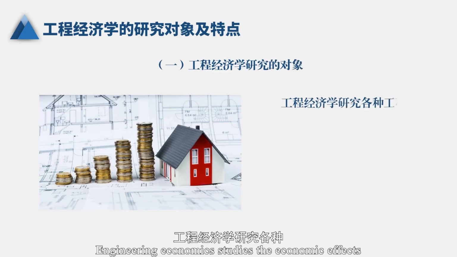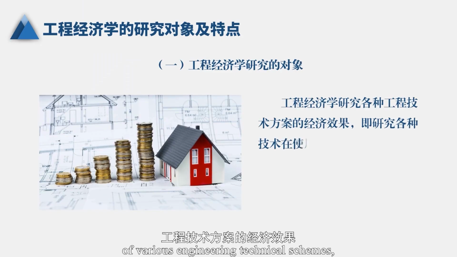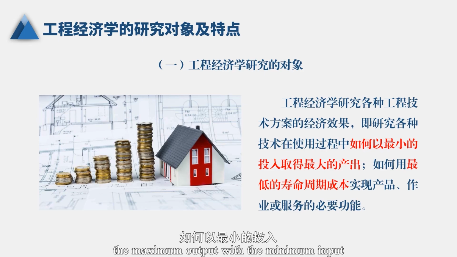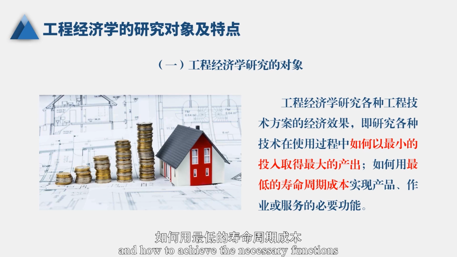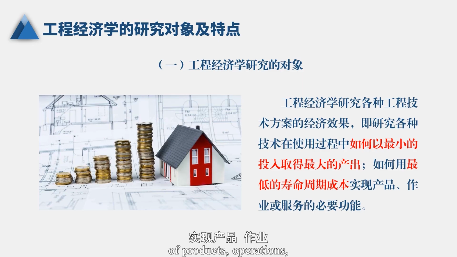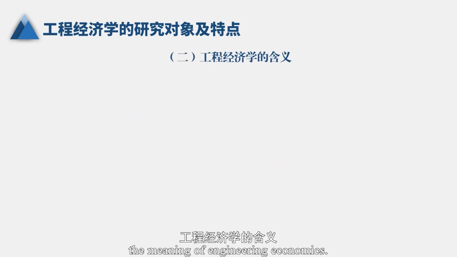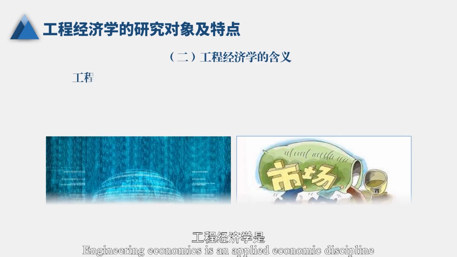Engineering economics studies the economic effects of various engineering technical schemes. That is, it investigates how to obtain the maximum output with the minimum input during the use of various technologies, and how to achieve the necessary functions of products, operations, or services with the lowest life cycle cost. Then we can derive the meaning of engineering economics.